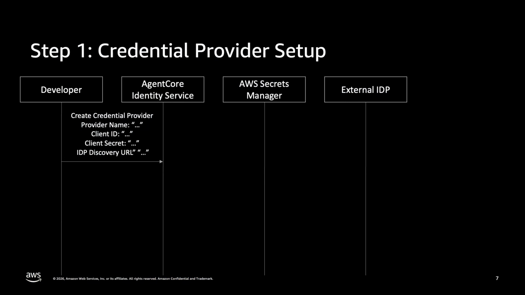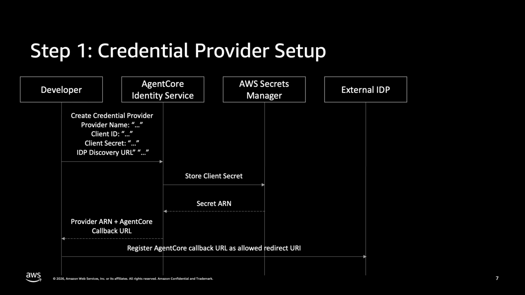You created a credential provider in AgentCore Identity by giving it your OAuth client ID and secret from the external identity provider. This can be Google, Microsoft, GitHub, whatever you are integrating with. AgentCore stores that client secret securely in AWS Secrets Manager. Your agent will never see it.